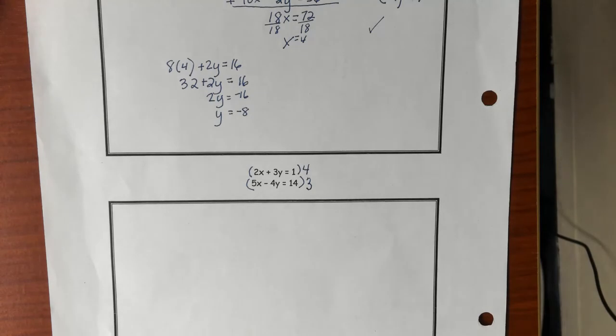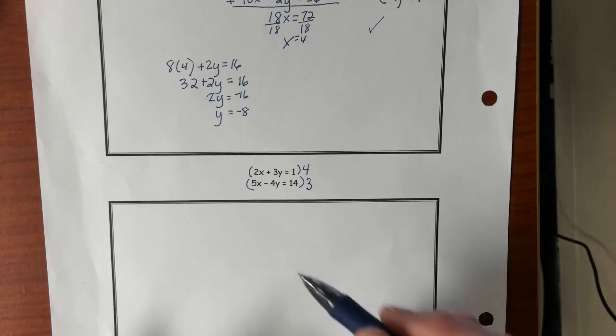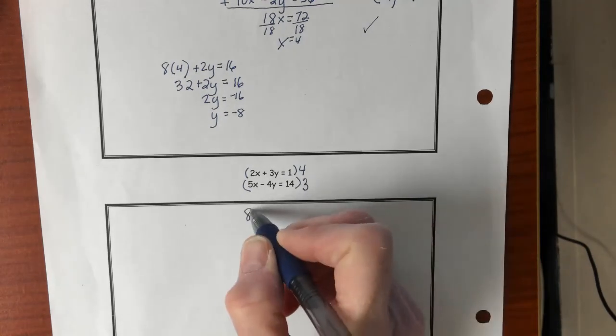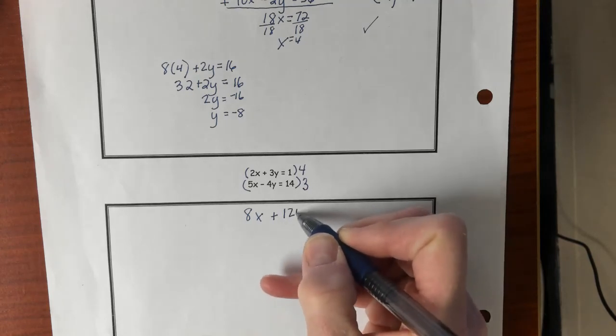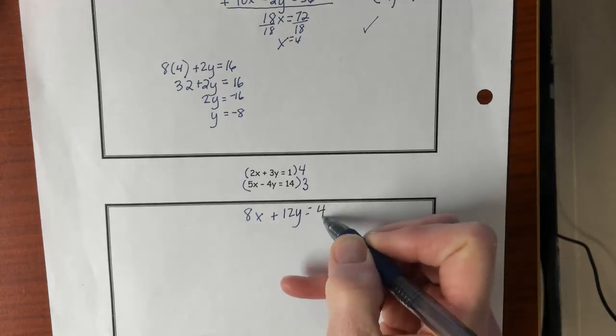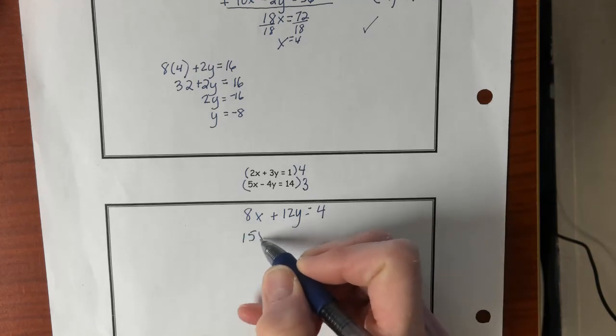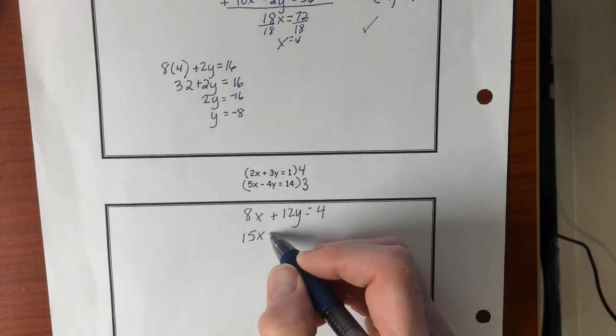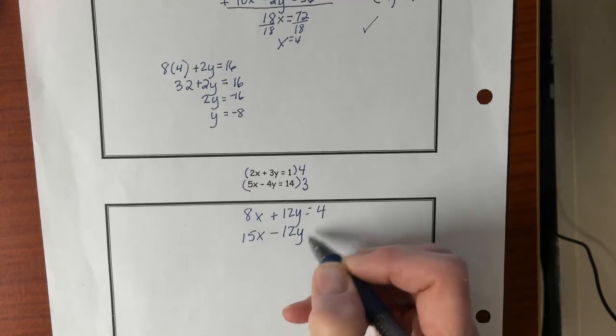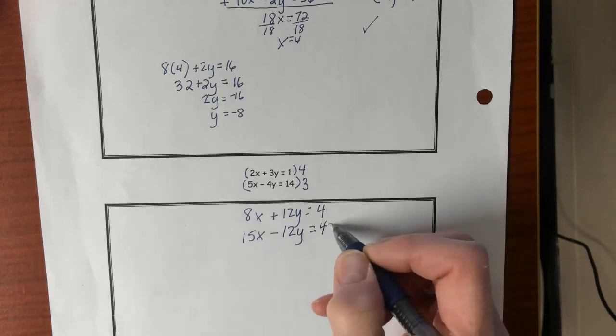Go ahead and stop the video, finish this out. I'm available for any questions, and I'll post the answers right on here. So after you multiplied the top one by 4, you should have gotten 8x plus 12y equals 4, and 15x, right, because 3 times 5 is 15. 3 times minus 4 is minus 12, and 3 times 14 is 42.